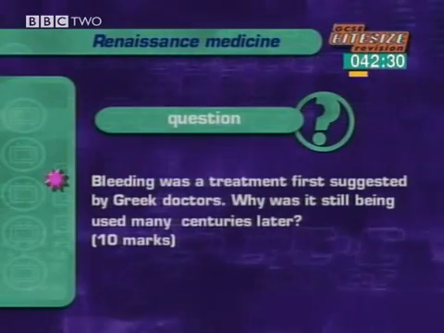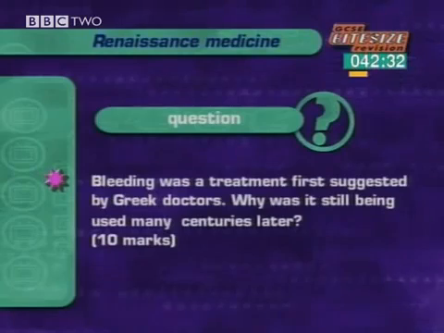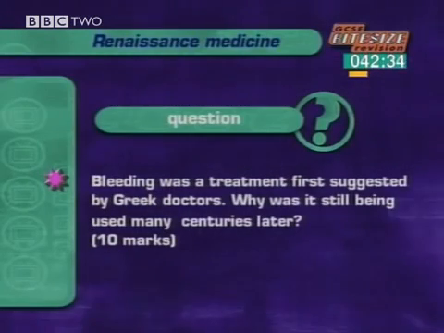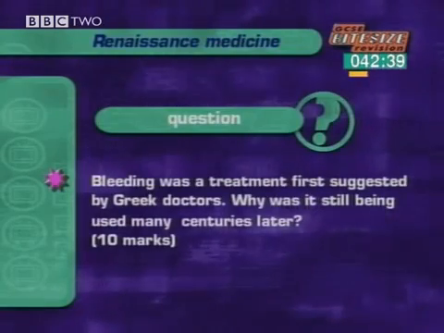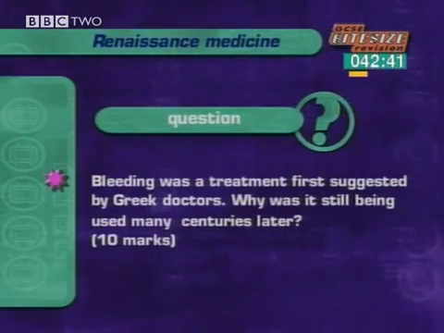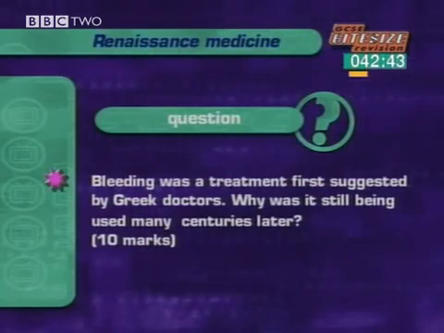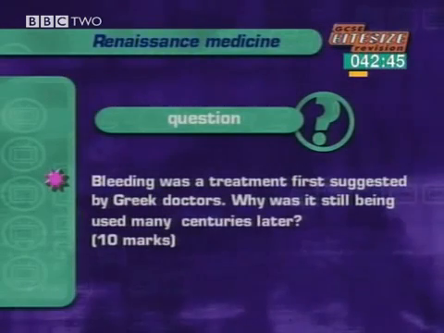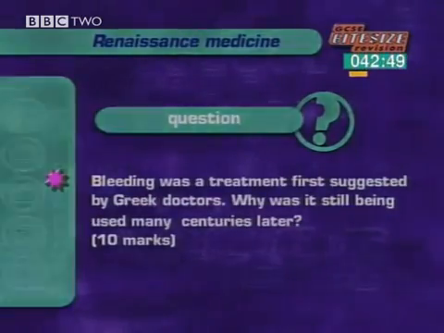Bleeding was a treatment first suggested by Greek doctors. Why was it still being used many centuries later? This type of question carries 10 marks. In the exam, you would need to write a short essay to answer this question. Here are two brief summary answers, one in grade C territory, one more likely to get an A grade.